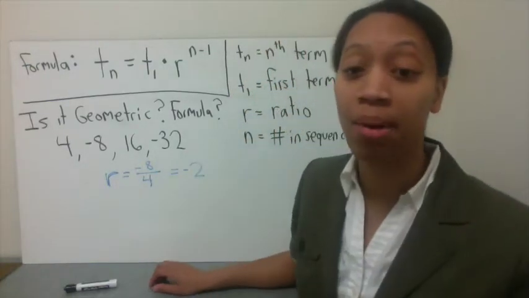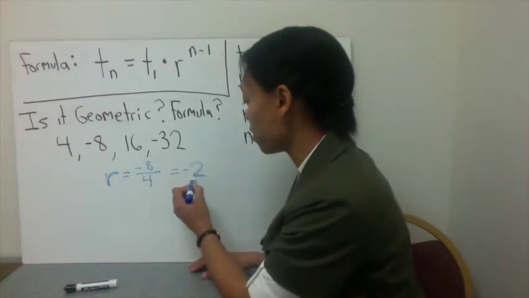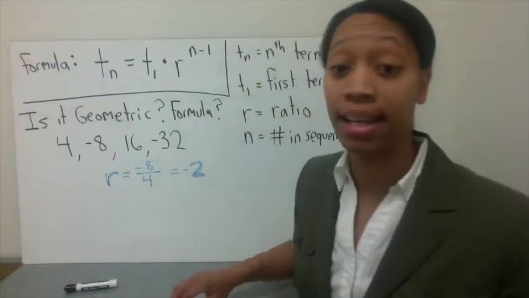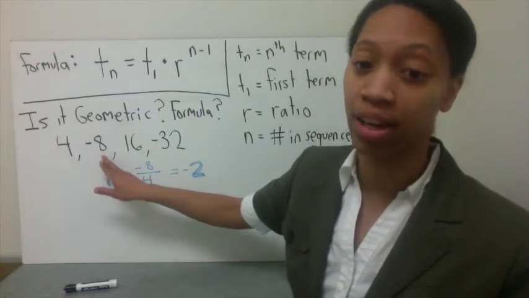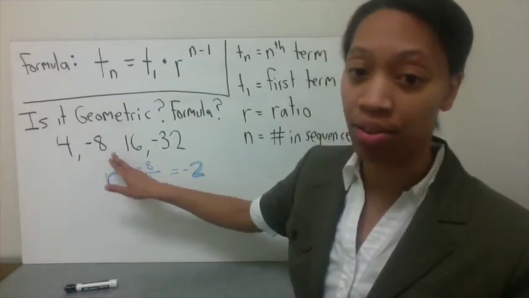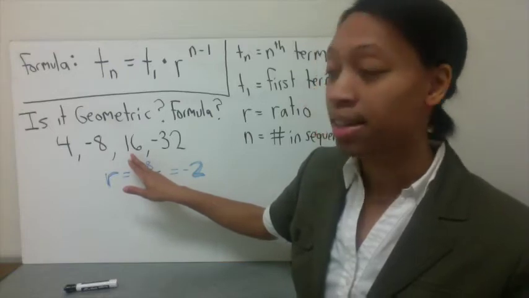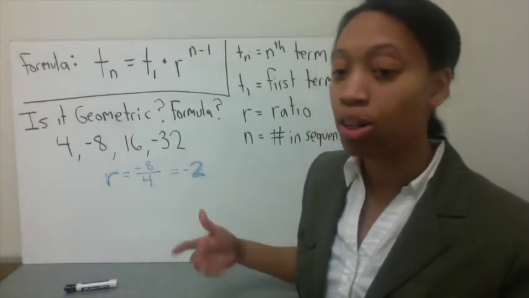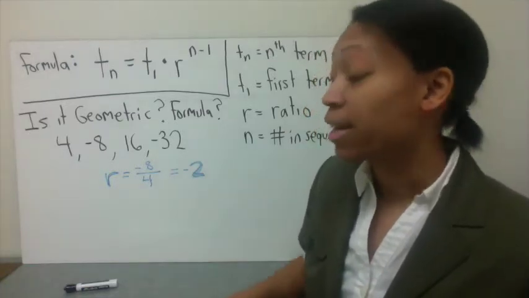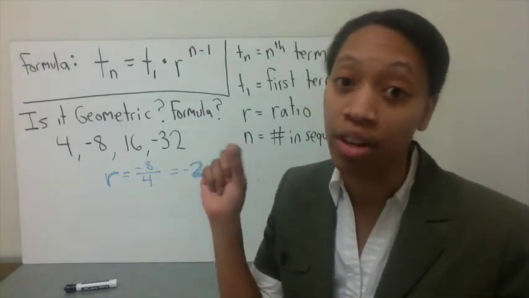So if I multiply by negative 2 each time in this sequence, do I get the next term in the sequence? 4 times negative 2 is negative 8. Negative 8 times negative 2 is positive 16. 16 times negative 2 is negative 32. So it looks like my ratio is in fact negative 2. Since there's a common ratio, I know that it is geometric.